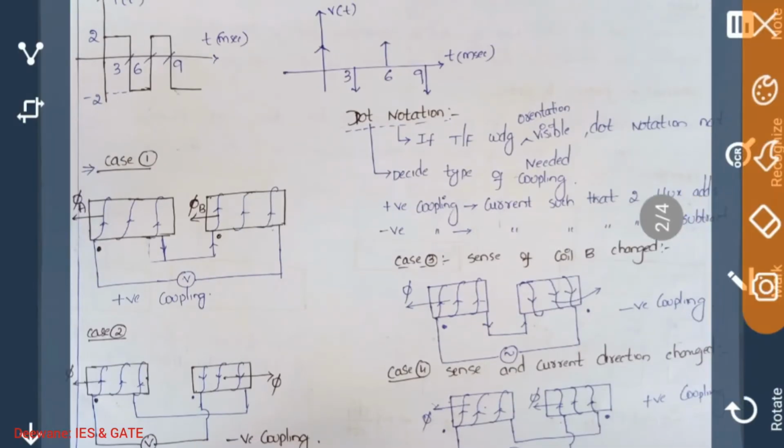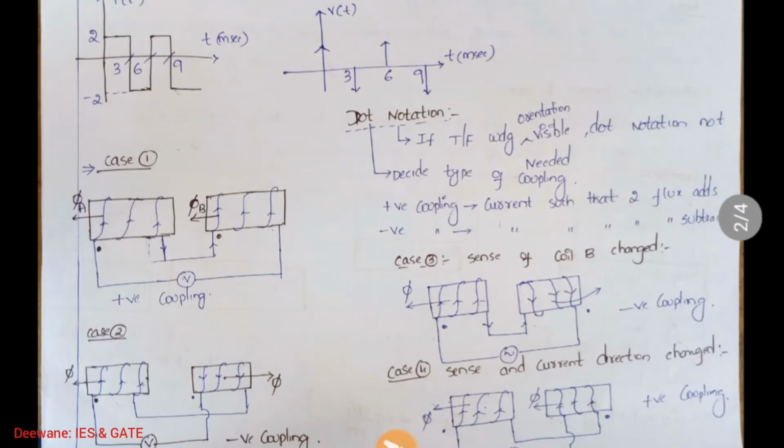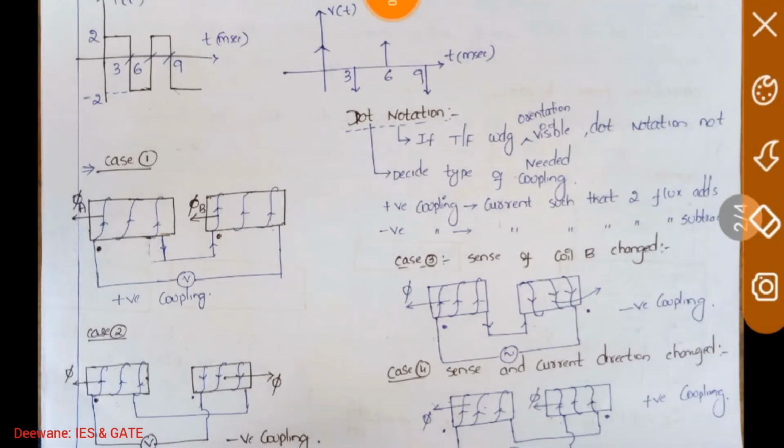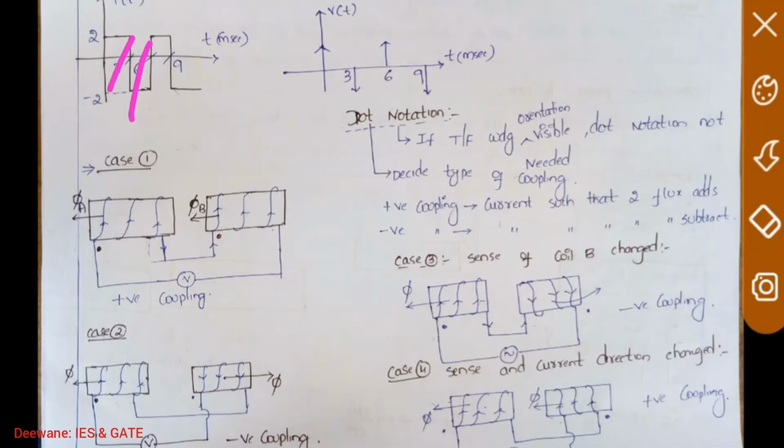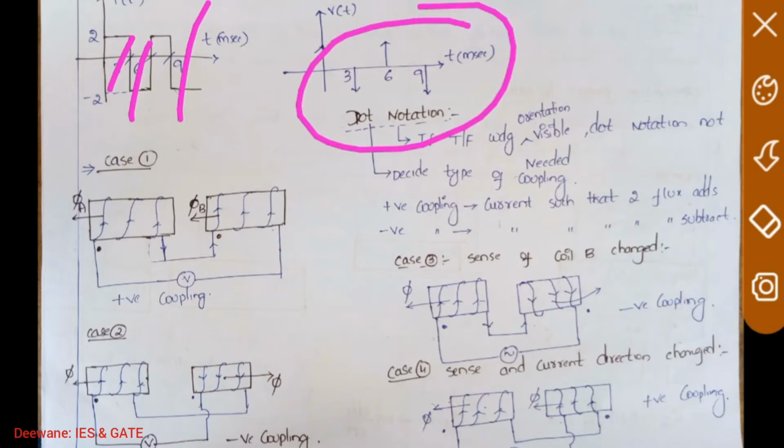See here, take another case. Now the current waveform is like this. Suddenly the current is changing, at 3, at 6, at 9, the current is suddenly changing. So the voltage is in impulse form. Keep this point in mind. I will discuss this in future classes. Let us now move ahead.